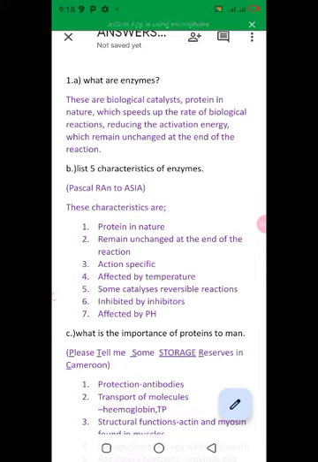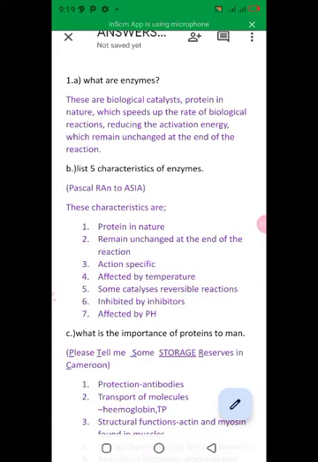The easiest way to understand these characteristics is to use this sentence which says Pascal ran to Asia, decoding the capital letters. This is what I did for the characteristics of enzymes. They are proteins in nature, which represents P in Pascal. They remain unchanged at the end of the reaction. That is R. And they are action specific, which is the A.